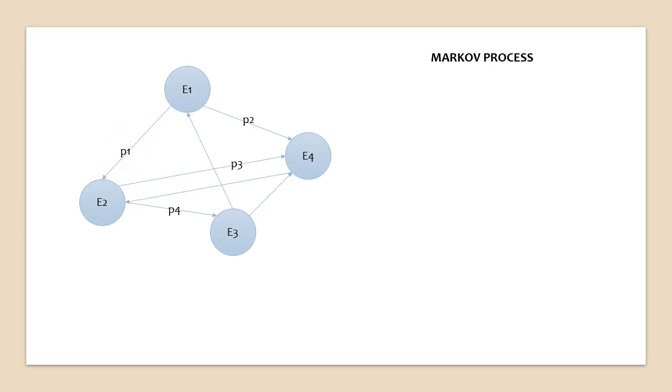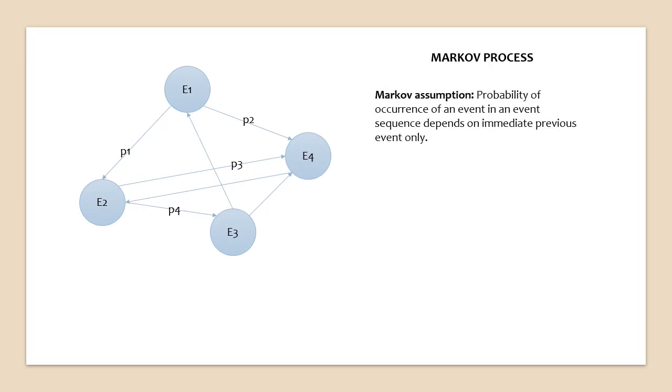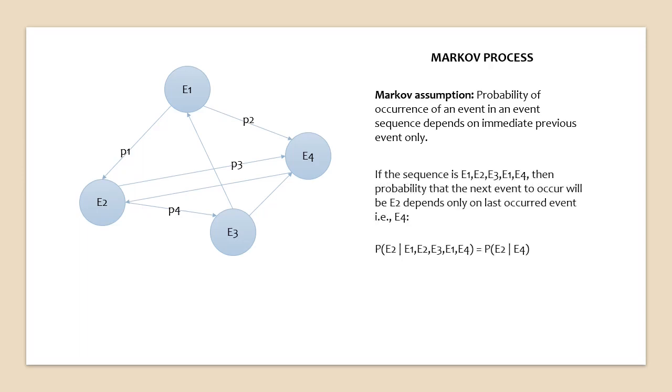So the Markov process depends on the Markov assumption, which states that the probability of occurrence of an event in an event sequence depends on the immediate previous event only. So if you have a sequence like this, E1, E2, E3, E1, E4, then the probability that the next event will be E2 depends only on the last occurred event, that is E4. So it is given by this expression. P of E2 given E1, E2, E3 and so on till E4 equals P of E2 given E4.